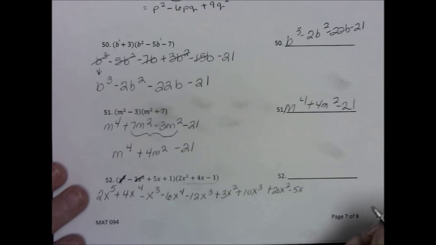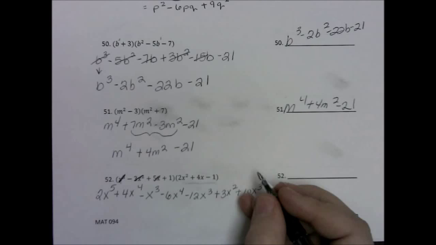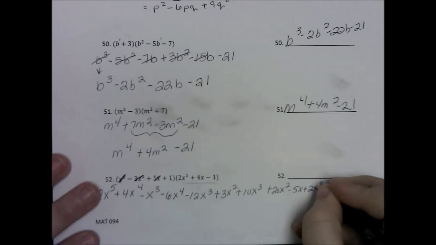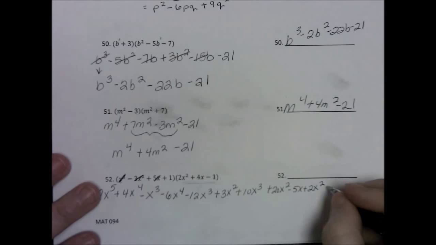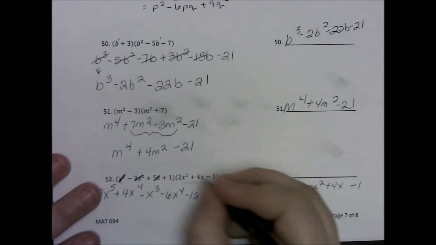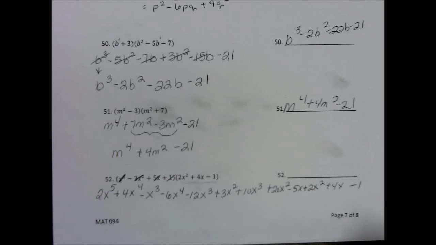Now I'm going to multiply my 1 times everything. So 1 times 2x squared is 2x squared. 1 times 4x is 4x. And then 1 times negative 1 is negative 1. So now we've multiplied everything.